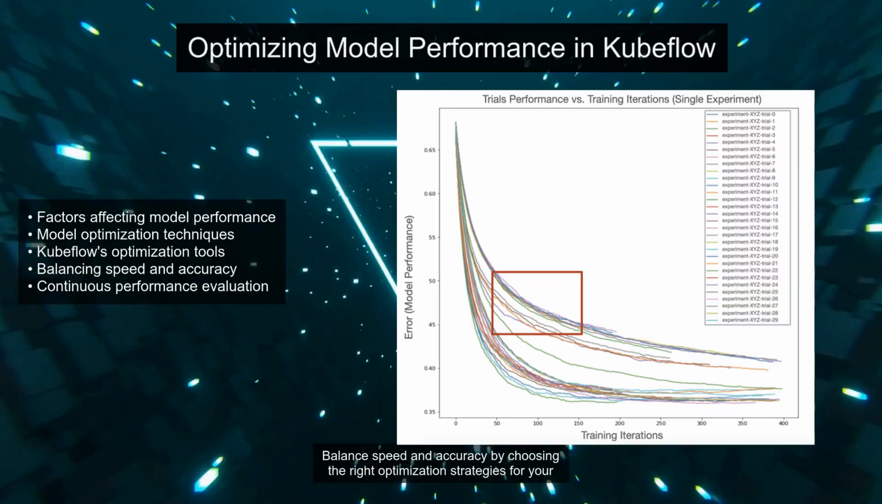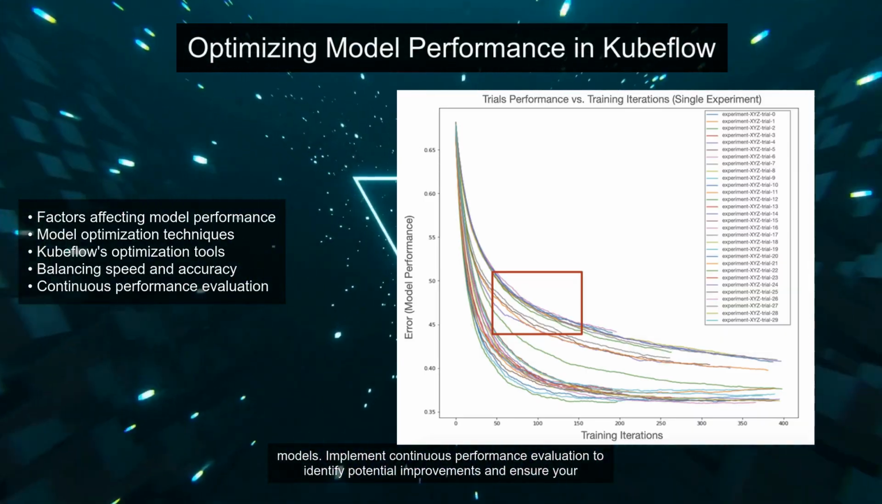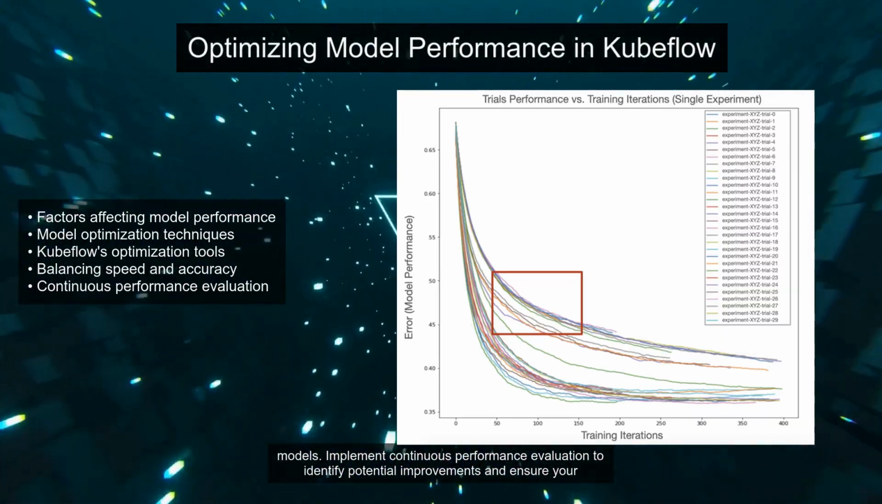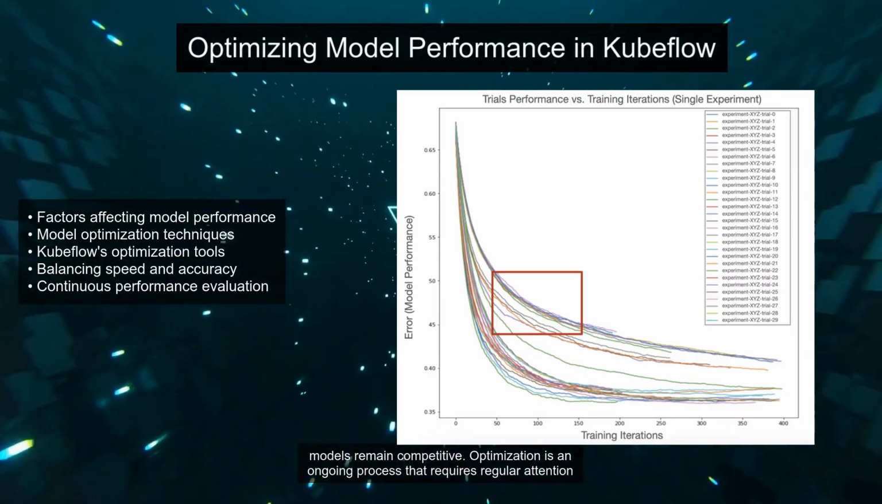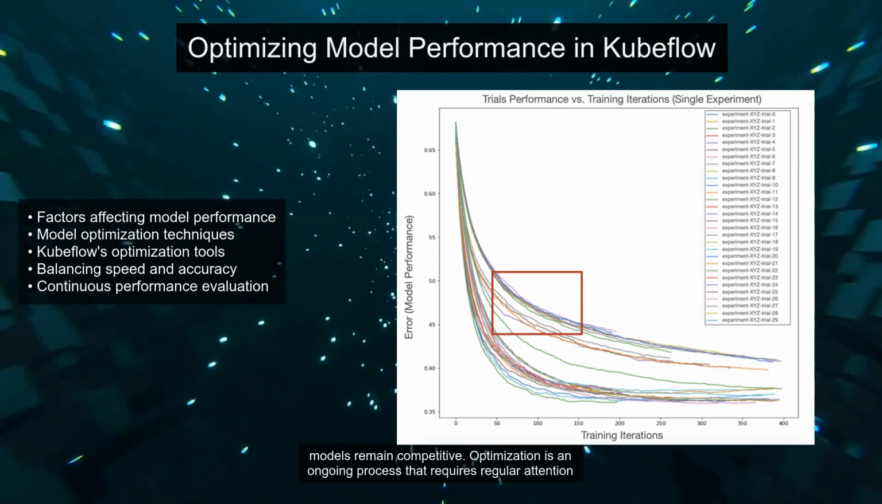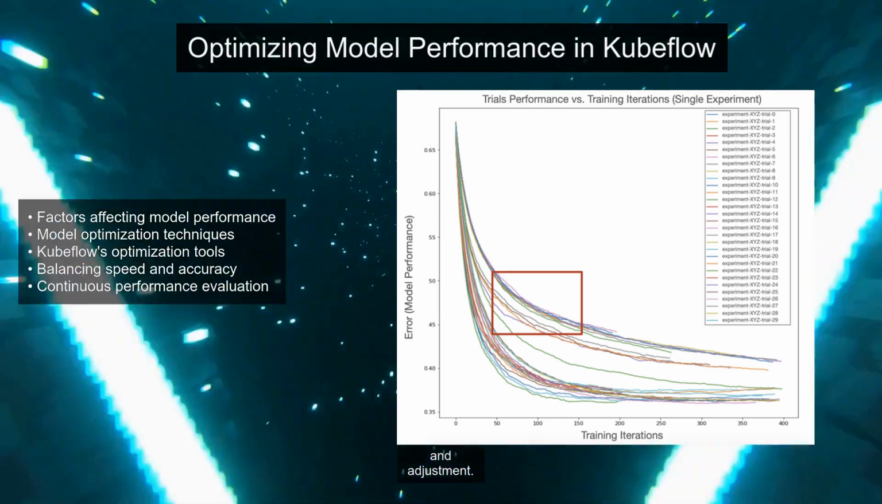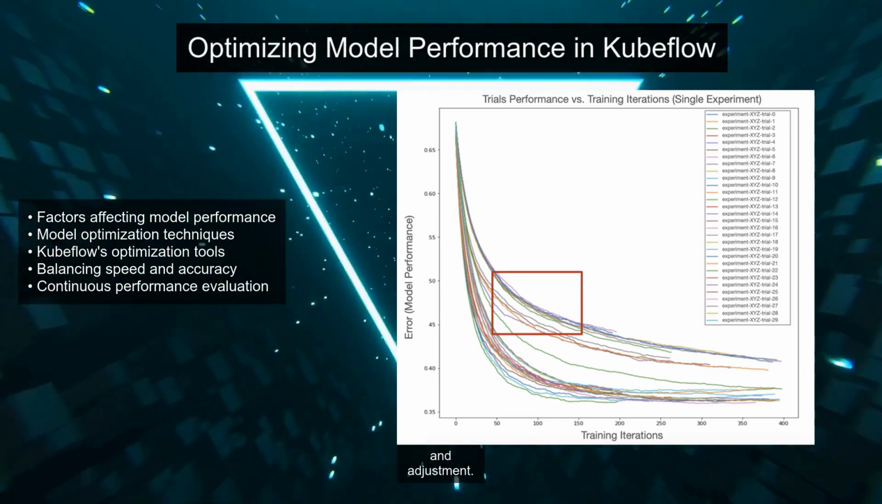Balance speed and accuracy by choosing the right optimization strategies for your models. Implement continuous performance evaluation to identify potential improvements and ensure your models remain competitive. Optimization is an ongoing process that requires regular attention and adjustment.